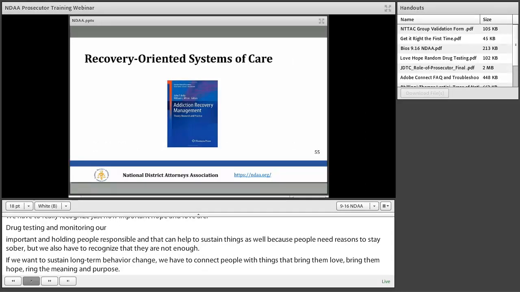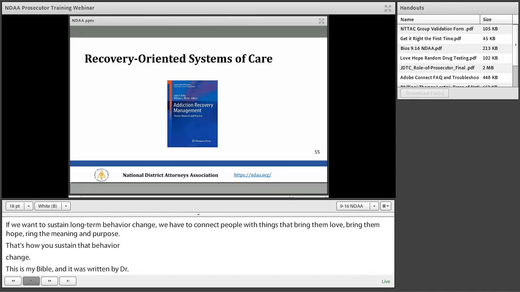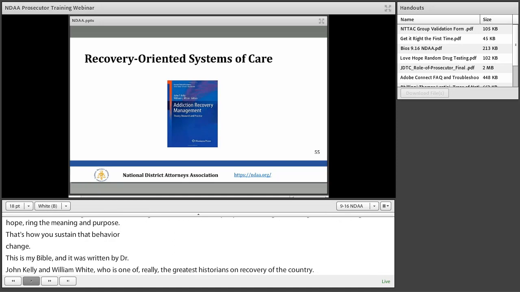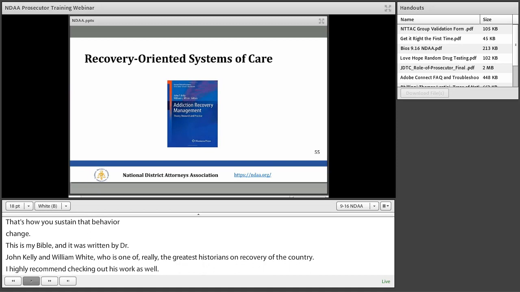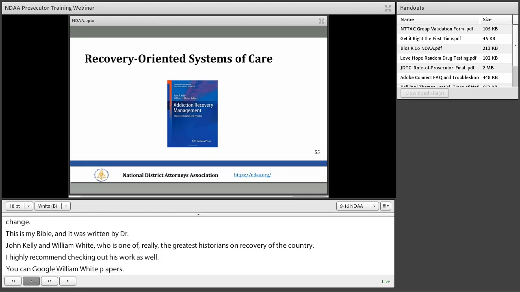So this is my Bible, and it was written by Dr. John Kelly and William White, who is really one of the greatest historians on recovery in the country, and I highly recommend checking out his work as well. You can Google William White Papers, and this book really has so much incredible information in it, and it does talk about adolescent recovery. It talks about a number of different really important principles of recovery-oriented systems of care.